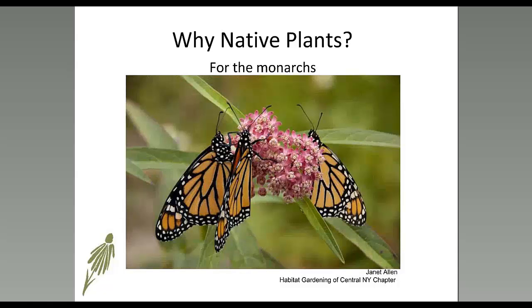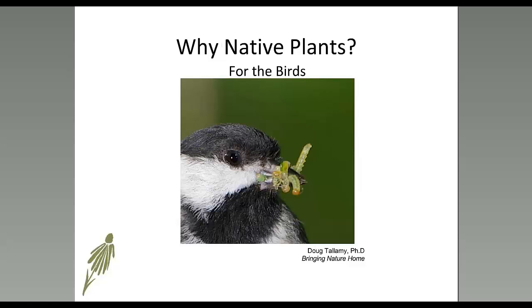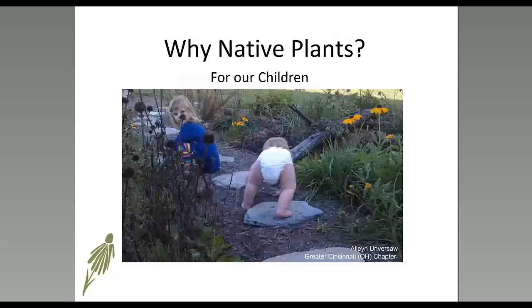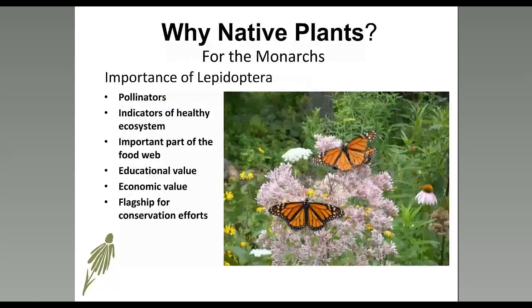Here we see the monarchs nectaring on red milkweed. Here again, they are very particular about what they like to nectar on, although they will nectar on other native plants. And here's that picture of that chickadee again. I like to use this one because I'm always so amazed by the number of caterpillars that this one little bird can hold in its beak as it flies back to its nest to feed its young. And of course, why native plants? For our children. I hope you'll agree that it is all worthwhile when it comes to our children.